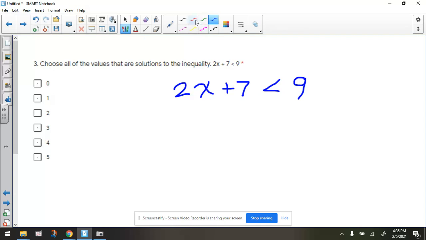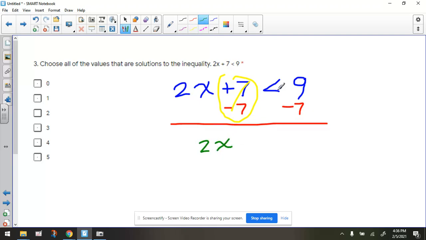So same protocol. You look for the add or subtract on the same side as the variable. So we think, what's the opposite of add 7? It would be subtract 7. And we subtract 7 from both sides to keep it balanced. This all cancels out. We bring down the 2x. We bring down, carefully copying so that you don't mess up the symbol, the less than symbol. And we'll subtract 9 minus 7 and get 2.